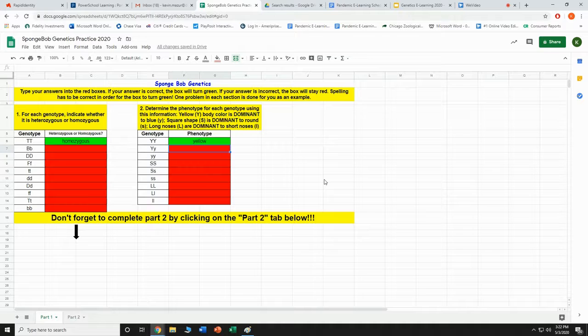Well, if you said that it is going to be yellow, you are correct because it has at least one capital Y and big Y is dominant. All right. So what you would do is you would type in yellow over there. Hit enter, and hey, look, box turned green, so you know that you got it right. But if I didn't do that, and instead I wrote in blue, it wouldn't show up as green, and you know that you got it wrong. So pretty nifty, huh? Also, make sure you spell it correctly, all right? Like it said in the instructions up above. So if I misspell this, it's not going to show up, all right? You need to spell it correctly in order for it to be right.